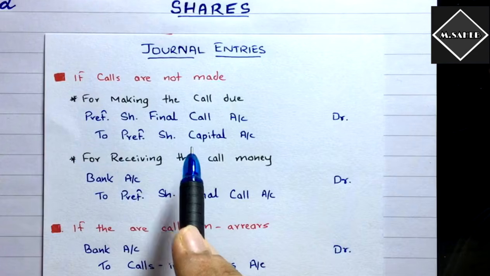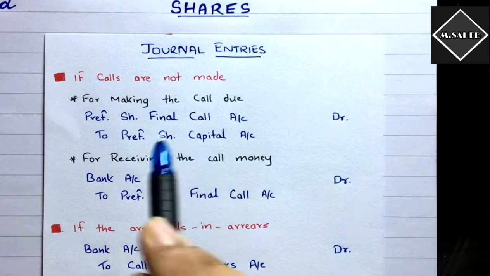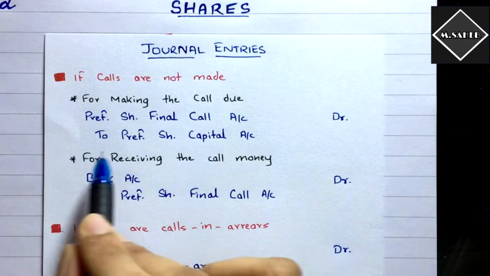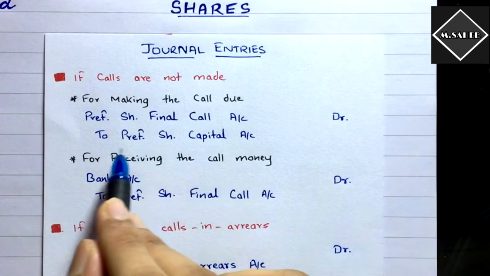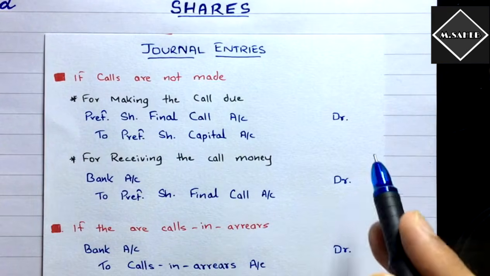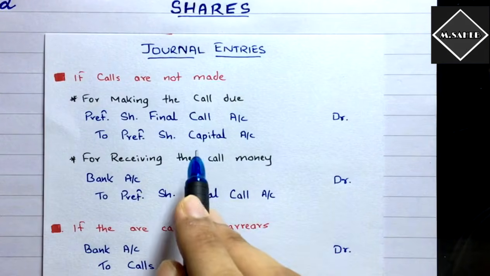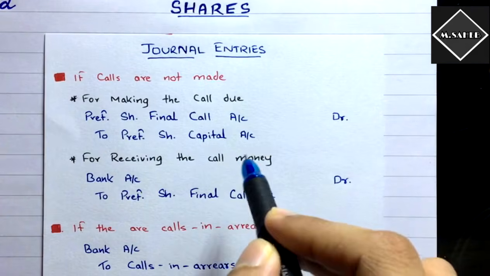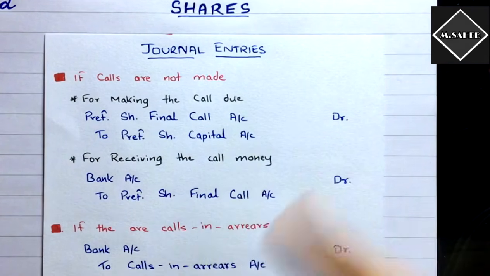Here you are making the final call due. You're calling the preference shareholders to pay the money, right? So here we are increasing the preference share capital by the remaining call money. So we are increasing that capital. If you want to increase the capital, you have to credit the capital, preference share capital account credit. You're increasing the capital because you are gonna receive money on preference share final call account.